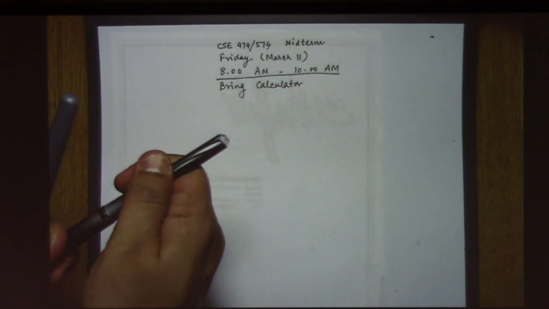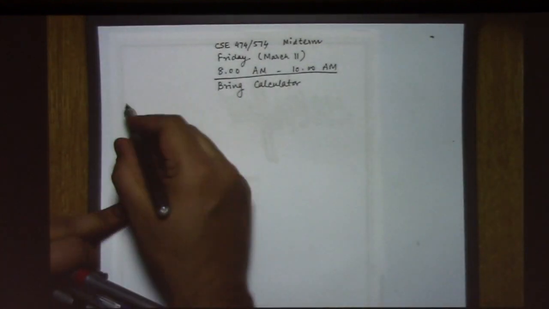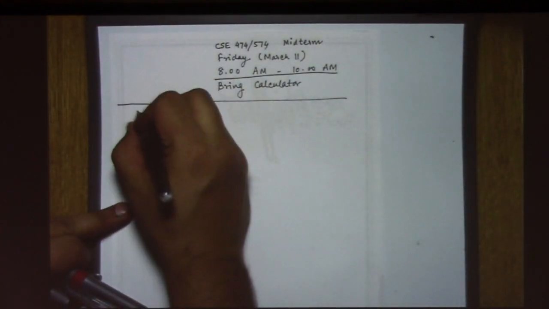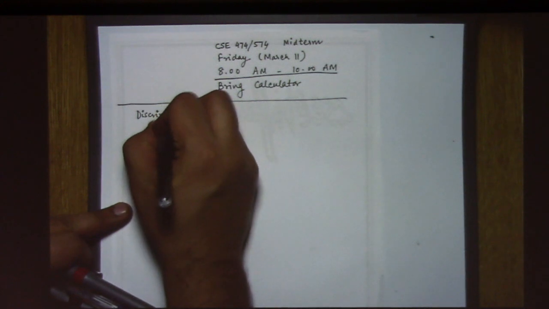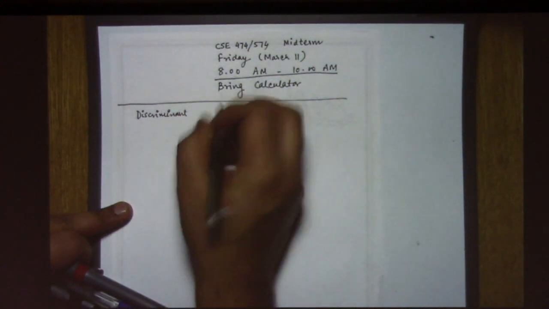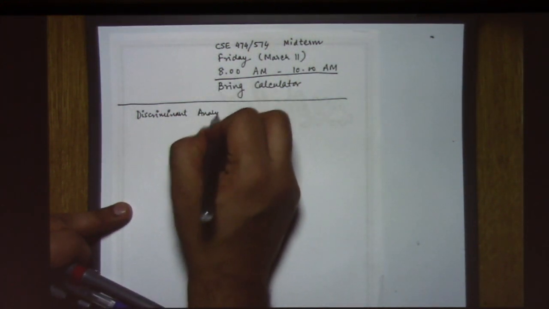All right. Okay, so let's look at this. So we're looking at discriminant analysis. Discriminant analysis is another form of a classifier. So you're trying to identify.